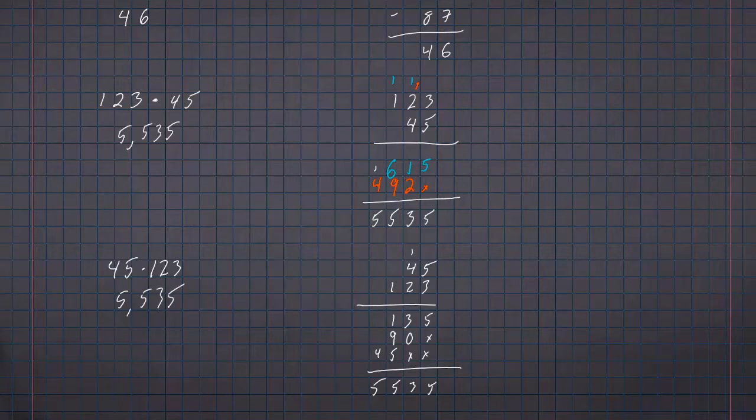But what I want to stress about this is that you can choose either way of writing out your two numbers when you're multiplying two numbers together by hand. You can write out 123 times 45. You can write out 45 times 123. You'll get the same answer. Sometimes one order or the other is better. Sometimes it really doesn't make a difference.